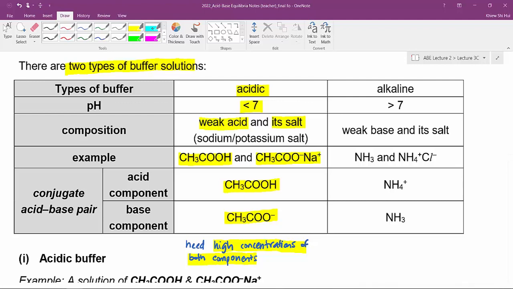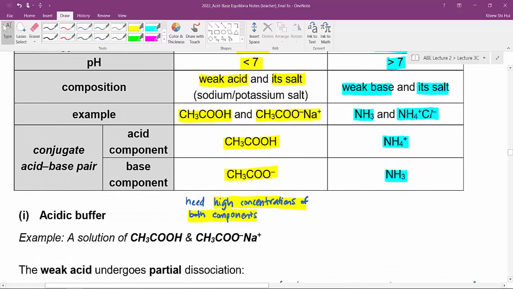The second type of buffer is an alkaline buffer whose pH is more than 7. It is made up of a weak base and its salt. An example will be NH3 and NH4+ Cl-. The acid component is NH4+ and the base component is NH3. Similarly, you need high concentrations of both components for the basic buffer to work.